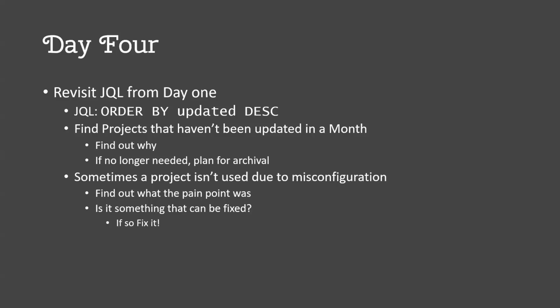Sometimes the project isn't being used because the team felt they were getting nowhere. It was too hard to use. Essentially, the project was misconfigured for the team. So talk to that team. Figure out, hey, you created this Jira project. Why aren't you using it? Figure out what the pain point was, and if it's something to be fixed, make a plan to fix it.